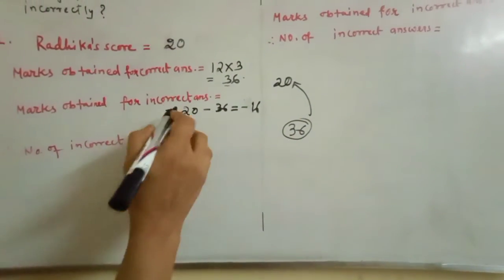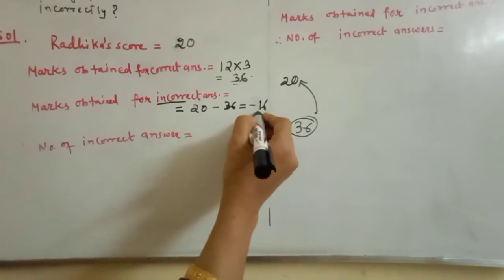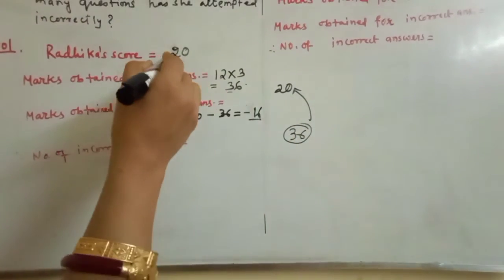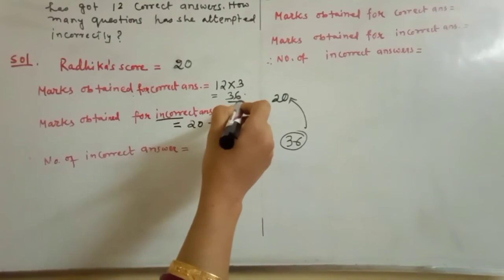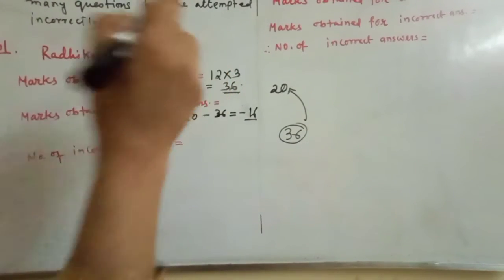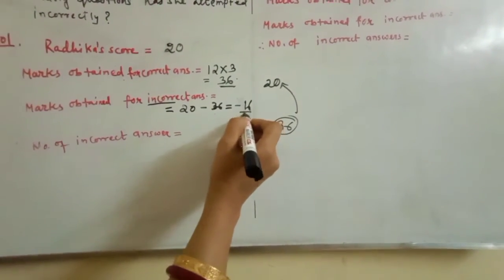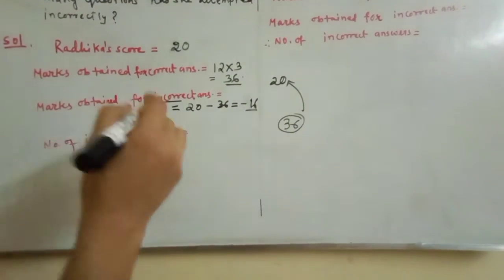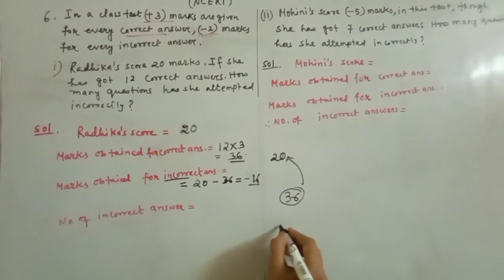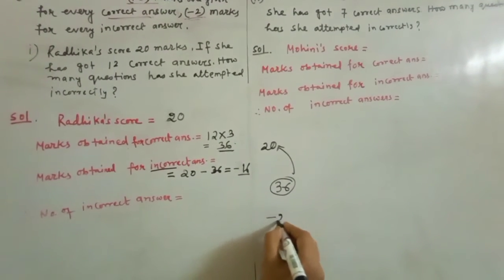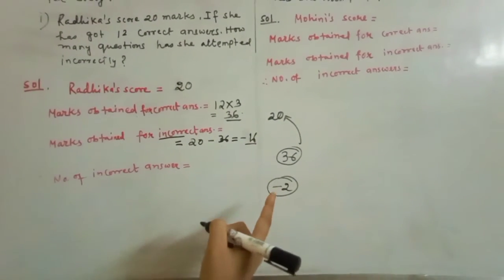Now, the marks obtained for incorrect answers is minus 16, because for 12 correct answers she has got 36, but the final marks is 20. So from the final marks, if you deduct this, you will get minus 16. And you know that for every incorrect answer, 2 marks has been deducted, minus 2 for each incorrect answer.